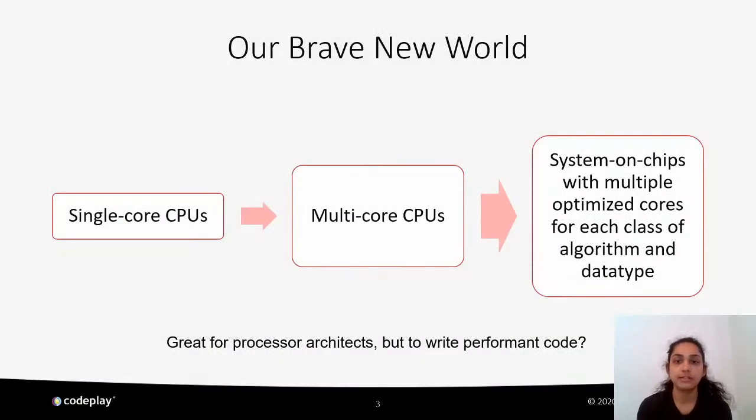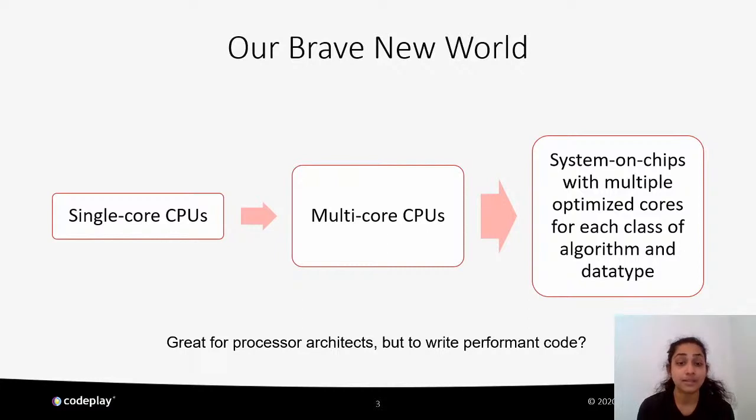So why is portability so important? If we look at the way the processors have evolved, we first had single-core CPUs, then came the multi-core CPUs, where to get good performance, the most important thing was to parallelize your code and utilize all of the cores that are present in the system. Nowadays, along with multi-core CPUs, we also have system-on-chip processors, which are highly optimized cores for each class of algorithms, or for different data types, or for both algorithms and data types.